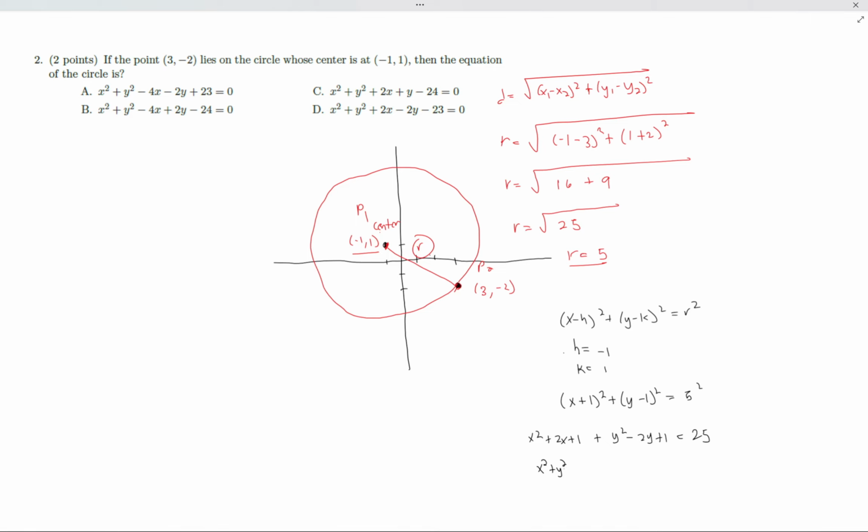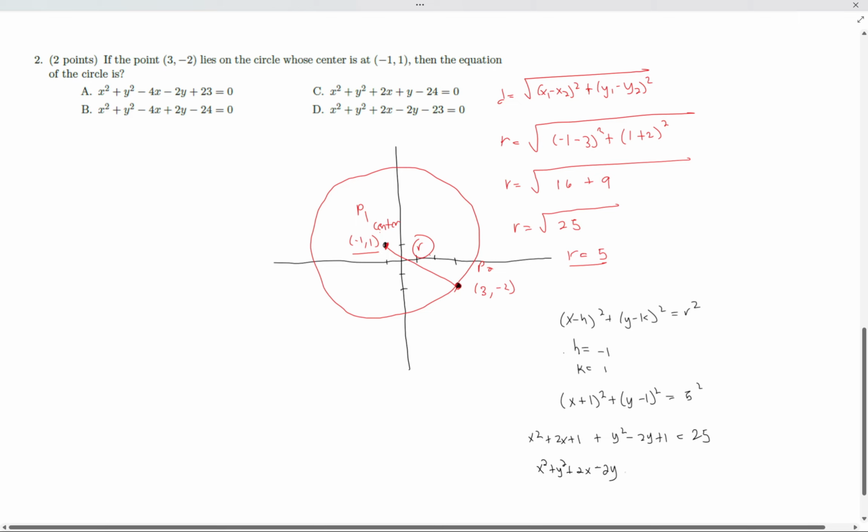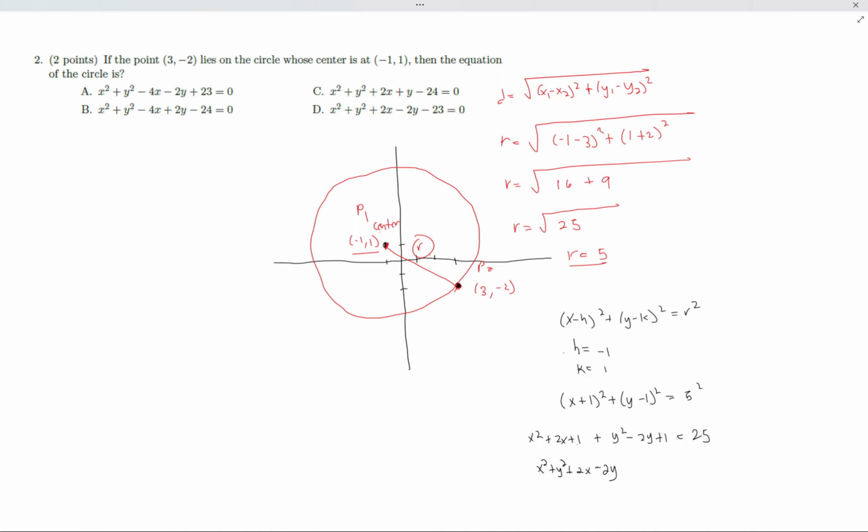In this case, we want the squared terms to be first. We need x to follow. We need y to follow. That is negative 2y. And then we combine all of the constants. In this case, we have here 1 plus 1. And remember, this will become negative 25. So now, 2 minus 25, that will become negative 23 equal to 0.